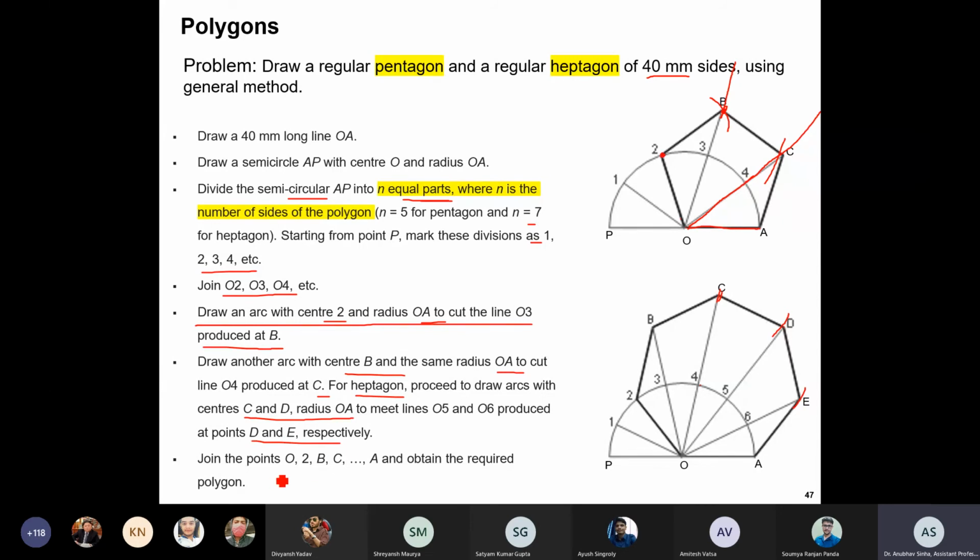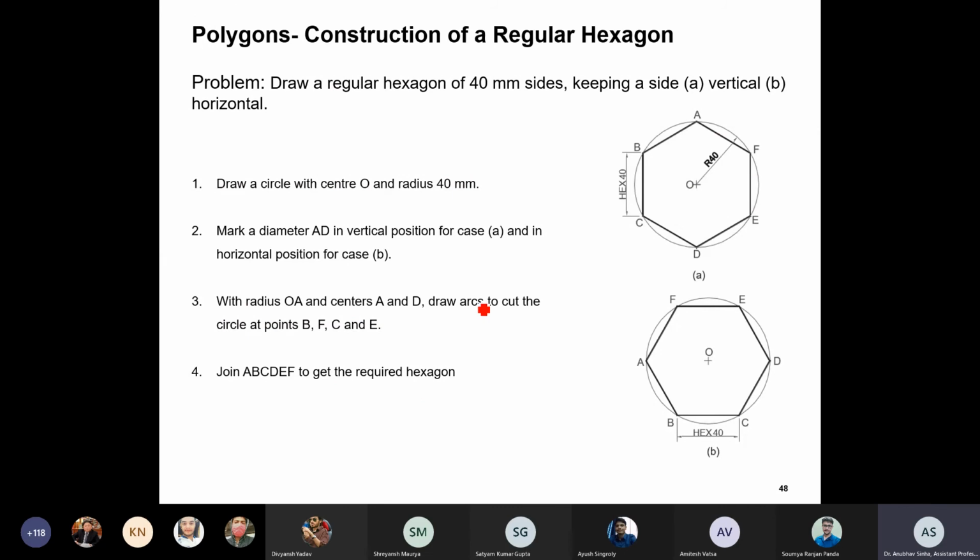Okay. Now join all these points and you obtain this polygon. So this is one method. Another method is to draw inside a circle.